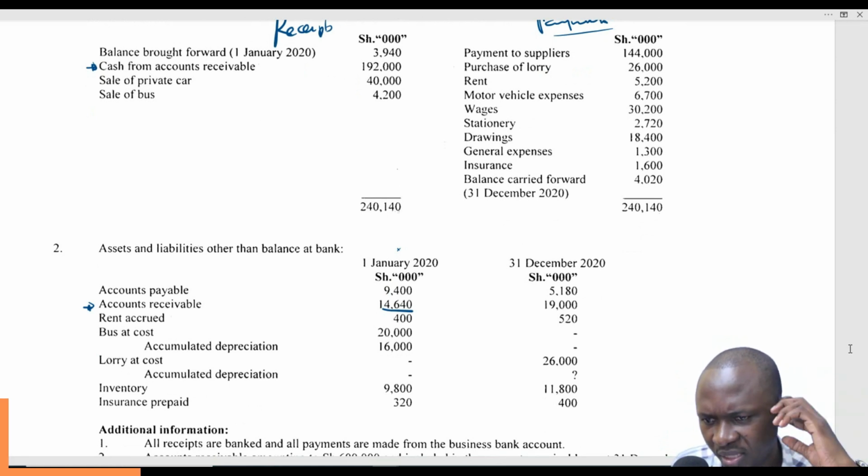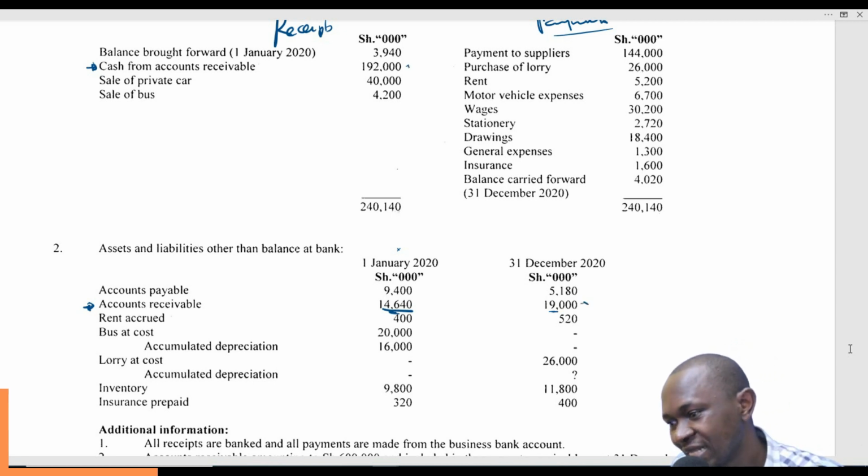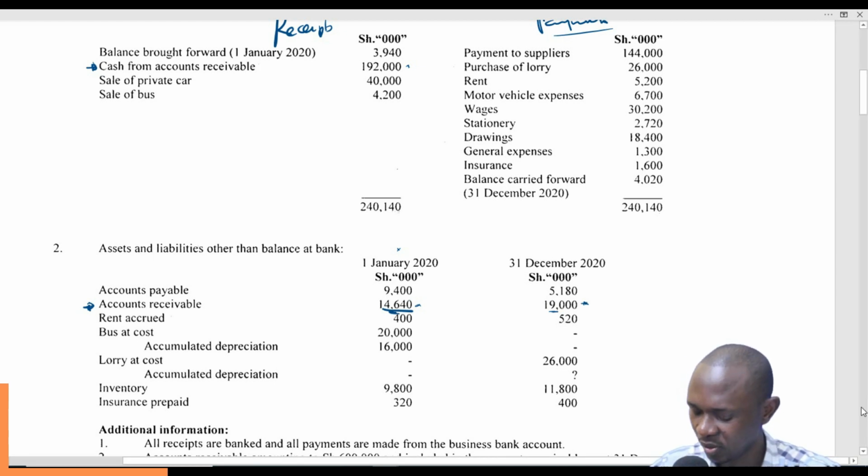But remember, there's something here about accounts receivable. There are some debts which were carried forward, 14,640 from last year, carried forward to this year. And then this 19,000 for this year was carried forward to the following year. So if we were to find the actual sales for this year, it will actually be 192,000 plus this that is being carried forward to the following year minus this that belongs to last year. So 192 plus 19 minus 14 should give us the figure that we are interested in.